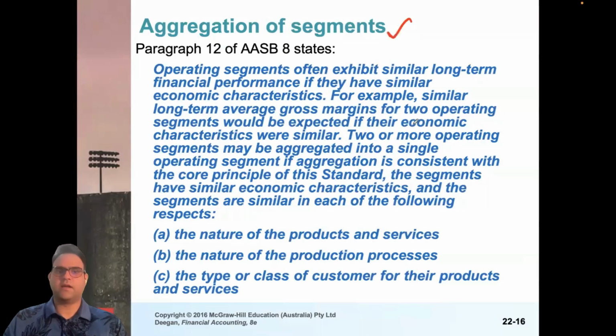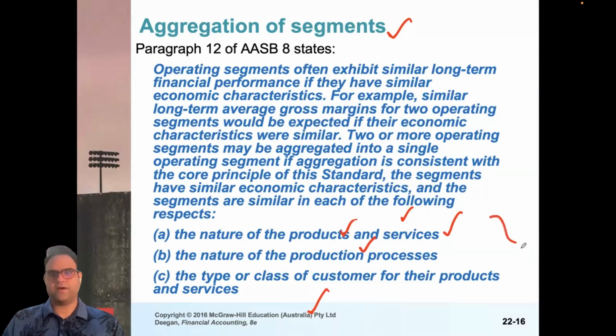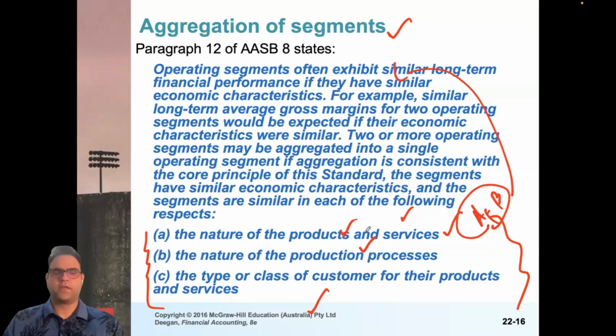If there are a few segments whose nature is the same, for example in Sunway, where there are two construction companies working together, and their product and service is the same, or their production process is the same, or they have the same class of customer, then we have the discretion to combine segments A and B together and report them. So we have the ability to aggregate these two pieces of information into one.